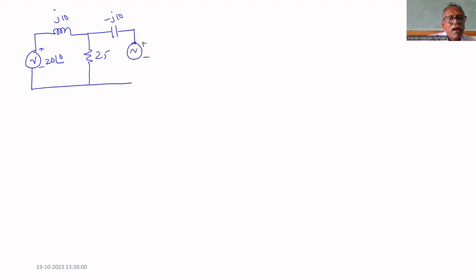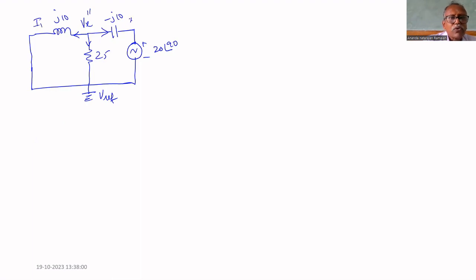Here, 20 angle 90. You have to consider this source alone now, because already we considered that other source. We are considering the second source. That's why this is called Vx double dash. So let us assume that we have to find Vx. Let us assume outgoing current for all nodes. This is the reference node.